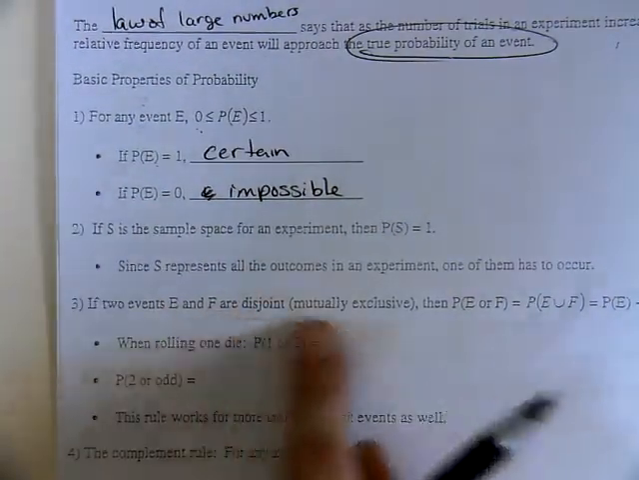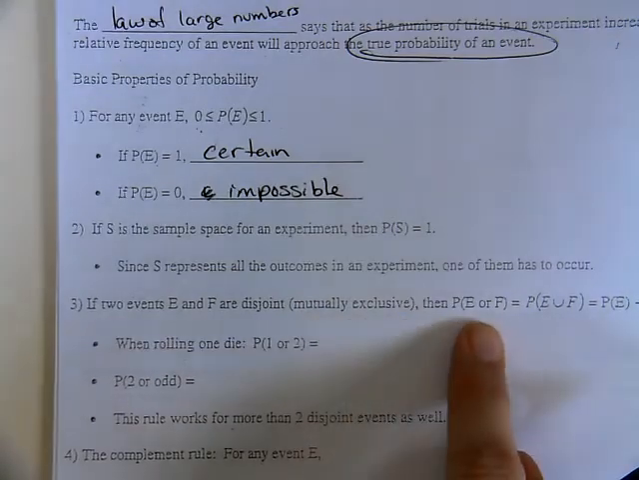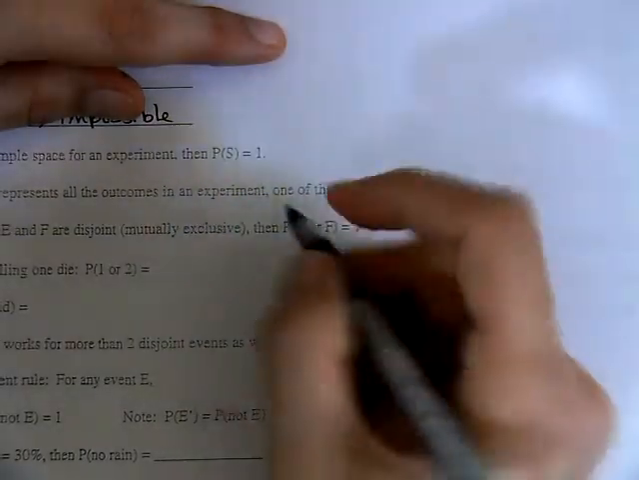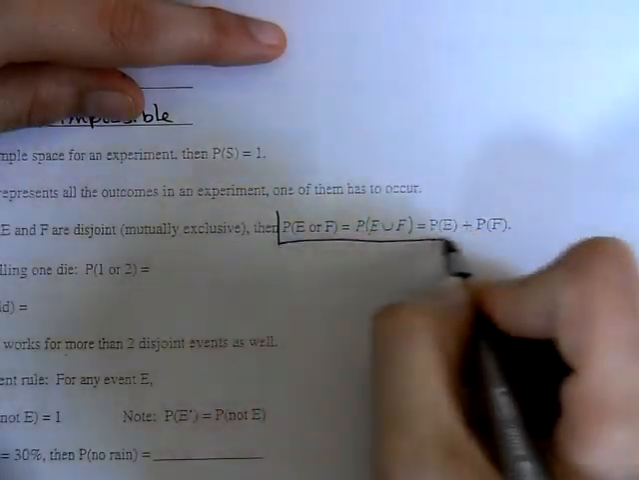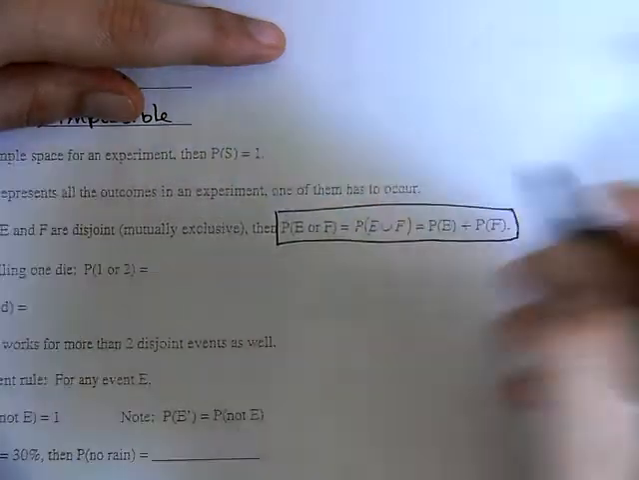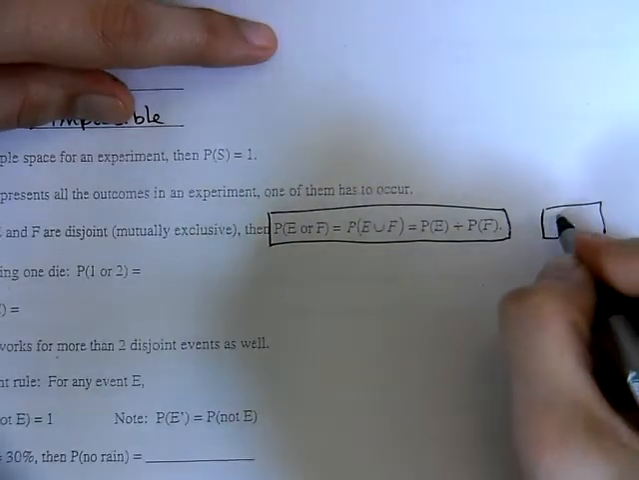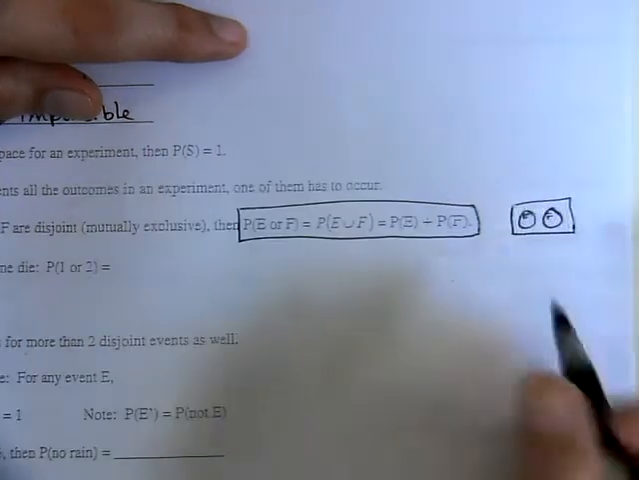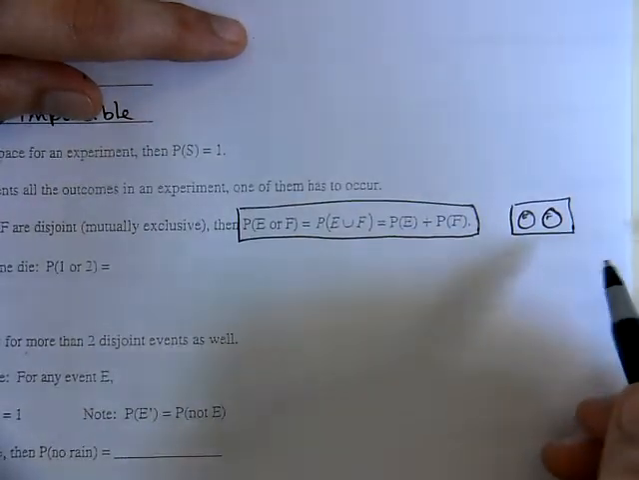If two events are disjoint or mutually exclusive, then the probability of E or F happening is just the probability of E plus the probability of F. Think about, we talked about mutually exclusive yesterday. They don't have anything in common. So I could just add them together.